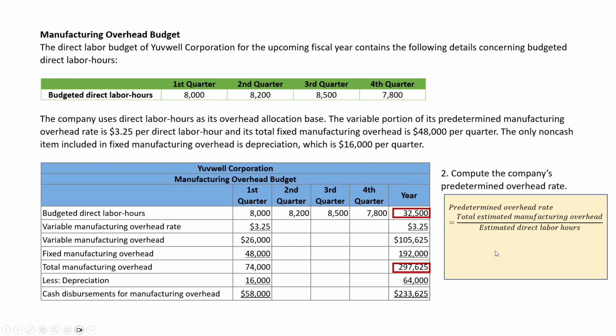So in this example, the total estimated overhead cost would be the $297,625. Know that we want the cost, not the amount of dollars spent. So we want that $297,625 divided by total estimated direct labor hours, and that would add up between quarter one of 8,000, quarter two of 8,200, quarter three of 8,500, and quarter four of 7,800. That would be 32,500. If you divide that into the cost of $297,625, that would give you the company's predetermined overhead rate. Hopefully that helps you give more detail in preparing the manufacturing overhead budget.